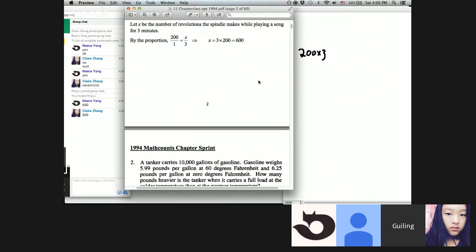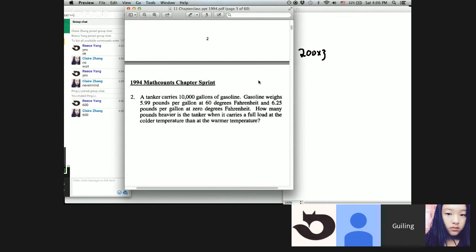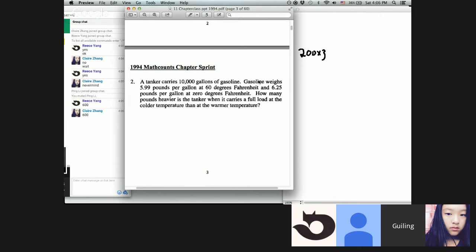So nothing big here. Okay, so let's try another one. A ratio problem, I think. It carries 10,000 gallons of gasoline, and it weighs 5.99 when it's at 60 degrees and 6.25 when it's at 0 degrees. So how many pounds heavier is it when it's at a colder temperature than at a warmer temperature? This one requires a little bit of calculation, so I'll give you a few seconds more.